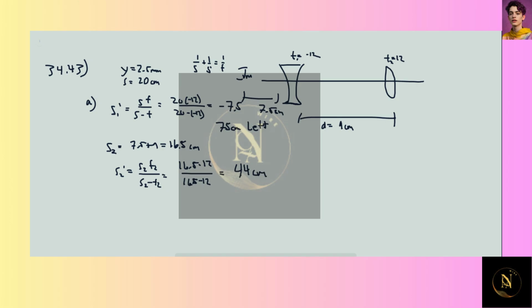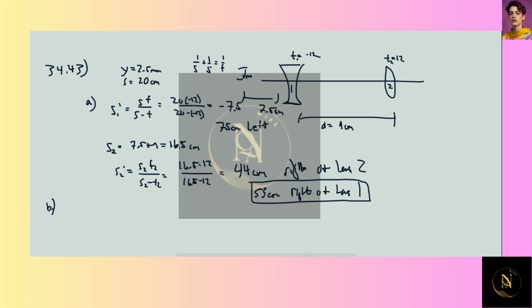This is positive, so that means it's to the right of the second lens. If this is 44 centimeters to the right of lens 2, then to get the value we want, how far we are from lens 1, we have to add on 9. So this is 53 centimeters right of lens 1. Let me label these lenses here. That's 1, that's 2.